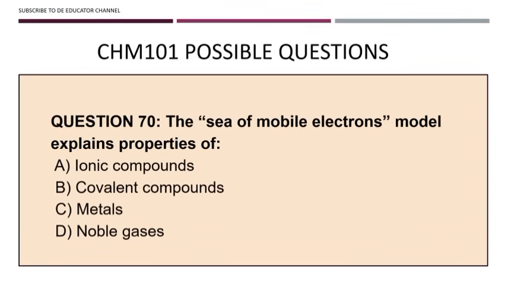70. The sea of mobile electrons model explains the properties of metals. That is the reason why metals conduct electricity, because in metals you see so many free electrons, and they are moving. Because of the way these electrons move along the metal, it conducts electricity. So metals have free electrons, and because of their free electrons, they can conduct electricity.